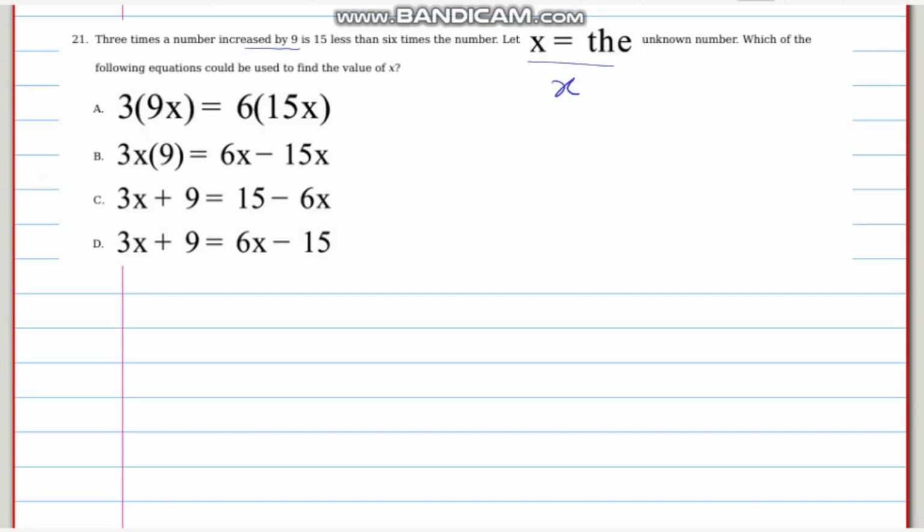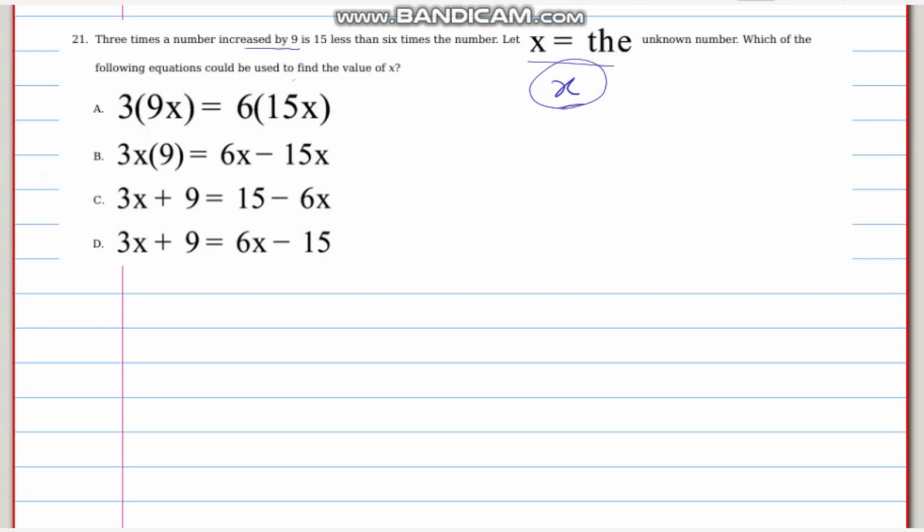We can suppose any letter for the number, like y, z, a, b, c. This is the unknown, but x is very general in mathematics, because we suppose x for unknown things. So let the number be x, and he asks which of the following equations will be true. First of all, take a number x.